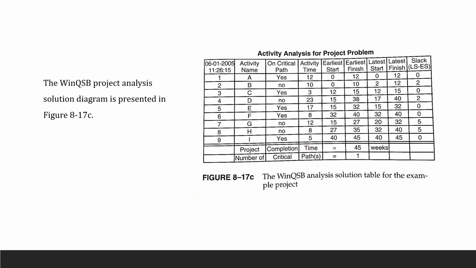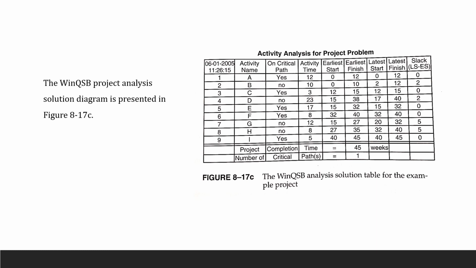The WinQSB project analysis solution diagram is presented right here. This is a solution table given to you, connected to your diagram in the previous slide. Here you get the same thing, activity number, and then your critical path. If the critical path says yes, yes, yes, you know it's going A and then C, then E and then F, and then I. So that's how you read the printout sheet from your machine.